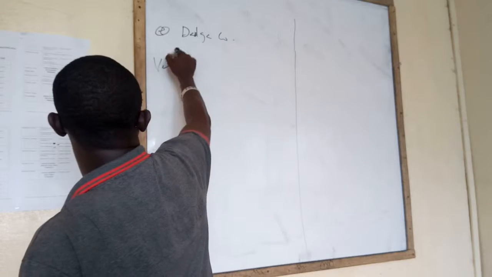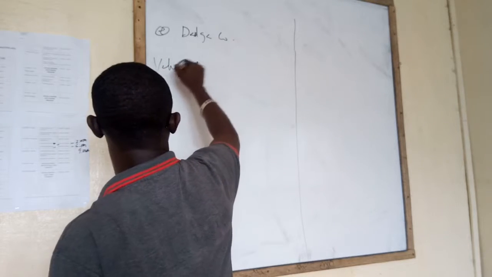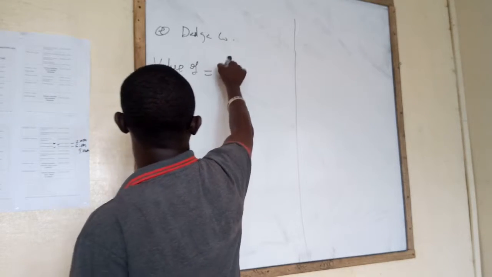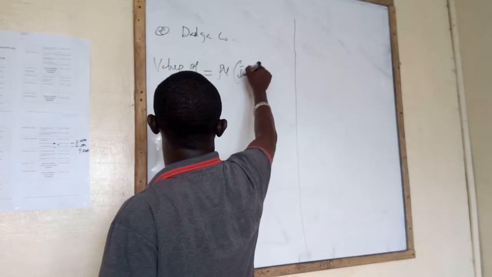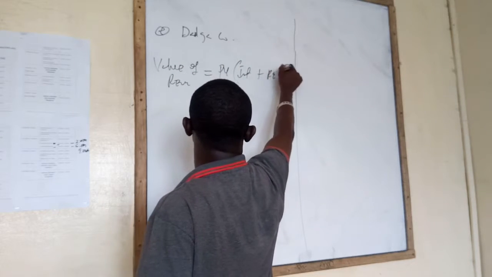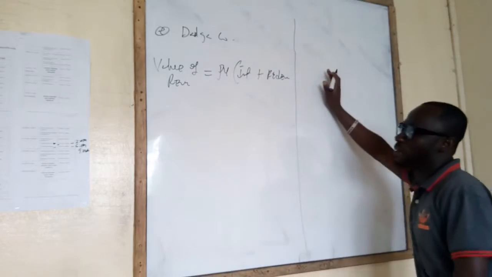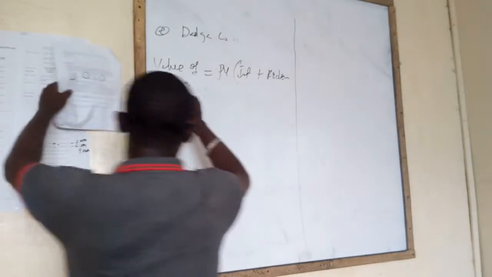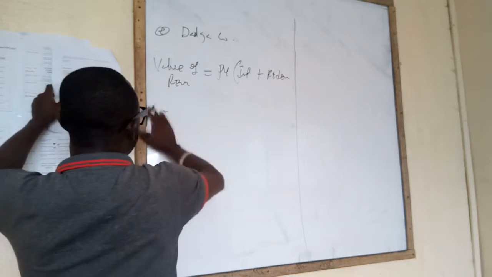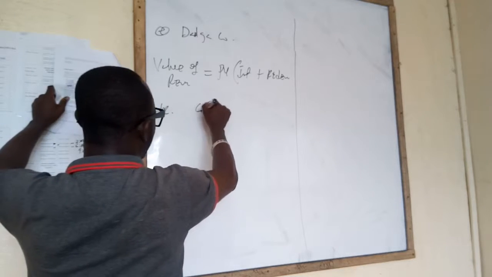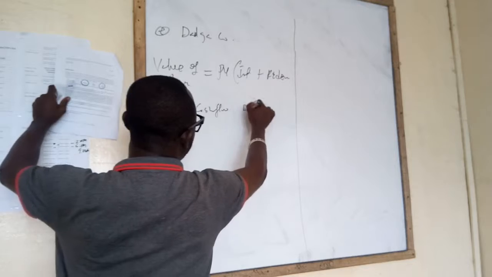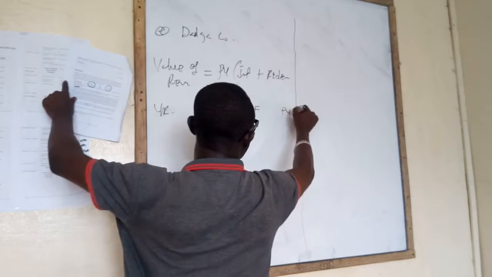Value of redeemable loan notes. What's the formula? Present value of what? The interest plus redemption. Remember that? Yes. Present value of the interest plus redemption. So we're going to put our schedule up here. Then we're going to put the cash flow up, the discount factor, and then what? The present value.